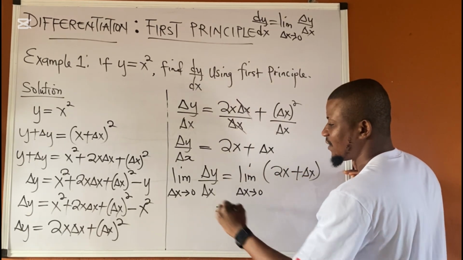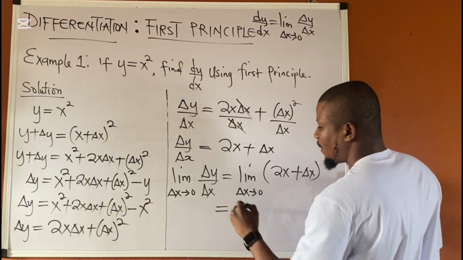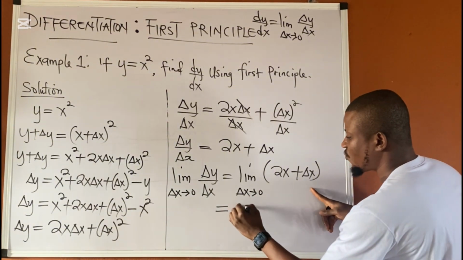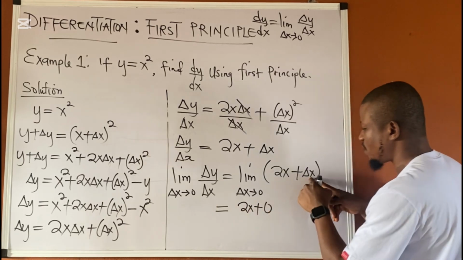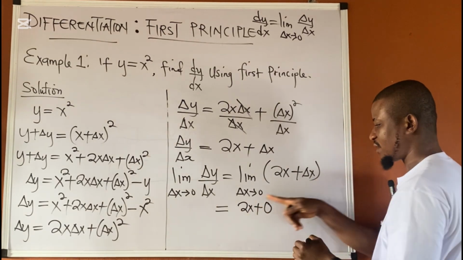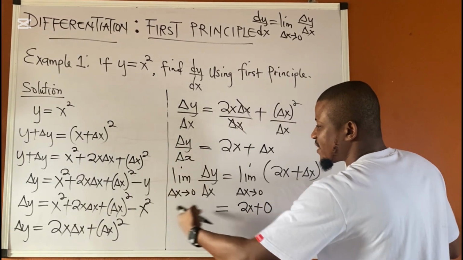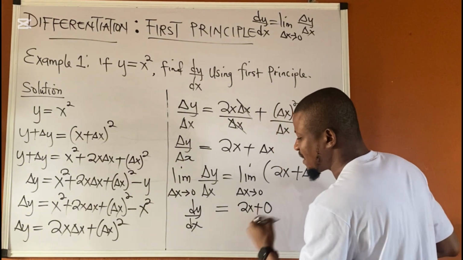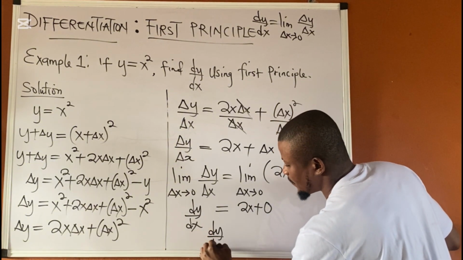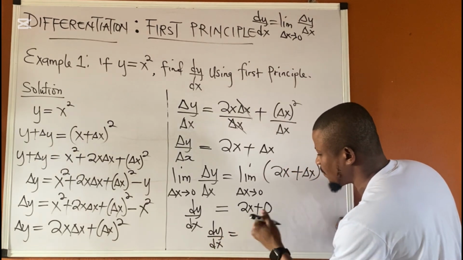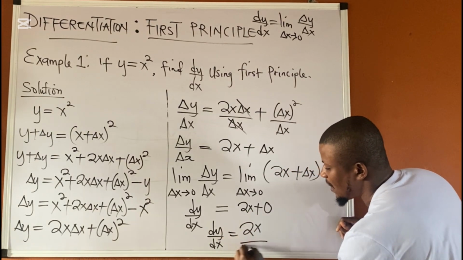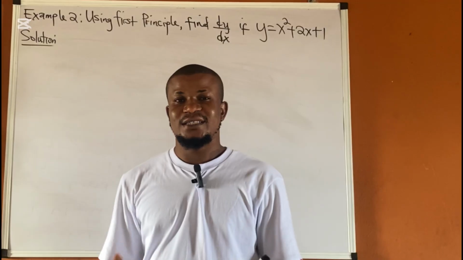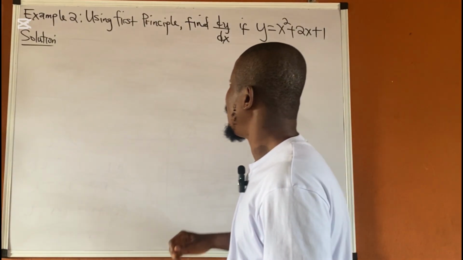If I impose a limit on this, as change in x tends to 0, this will be 2x plus 0 because this is change in x, it tends to 0. And this whole expression is what we call our dy dx. This means that our dy dx will be 2x plus 0, which is 2x. And this will be our dy dx from first principle. Let's look at another example on first principle.